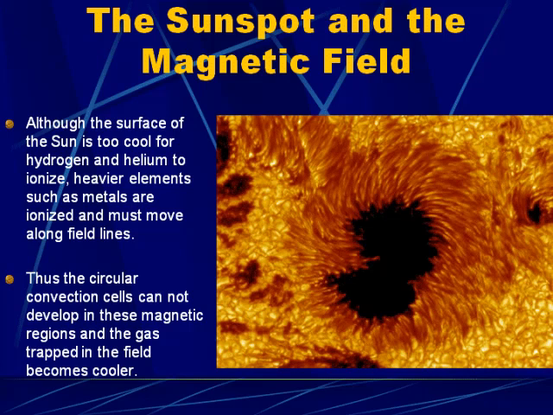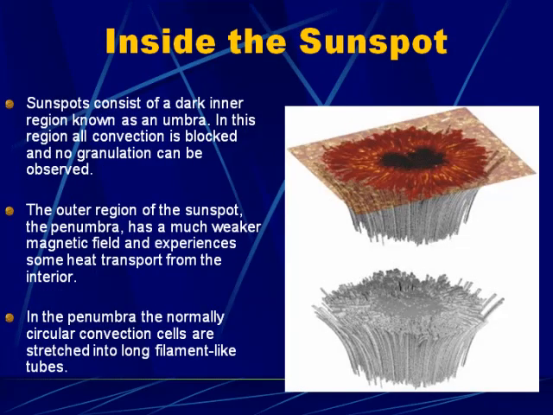The problem is the magnetic field lines are pointing out of the sun. Convection is a circular current, so there has to be horizontal motion to complete the cell. The circular convection cells therefore cannot develop in these magnetic regions, and it basically traps the gas and prevents the gas from getting more energy from beneath the sunspot. Therefore, it tends to cool off more.